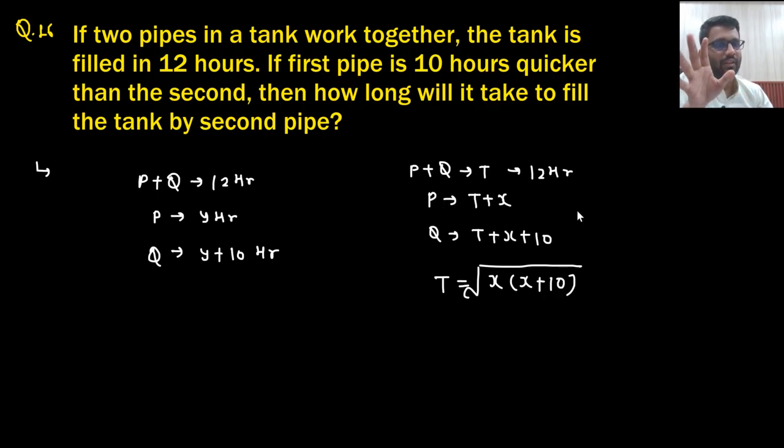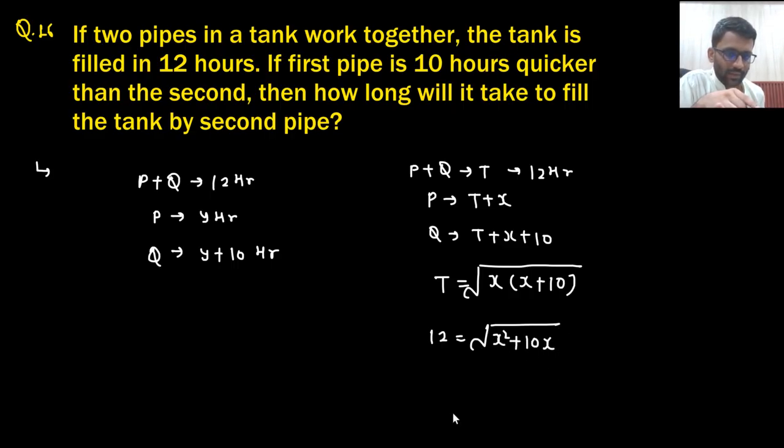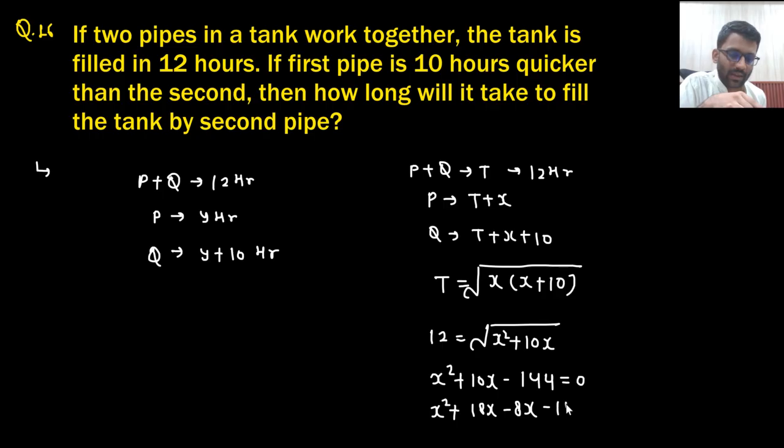So I know that T is my 12 hours only. Here I know the value of T. So 12 is equals to X square plus 10X under root. So X square plus 10X minus 144 is equals to 0. So X square plus 18X minus 8X minus 144, right? 18 into 8 is 144 only, no? Yeah. So from here X value we will get minus 18, that is not possible. So X value will be 8. So from here the value of X is 8.